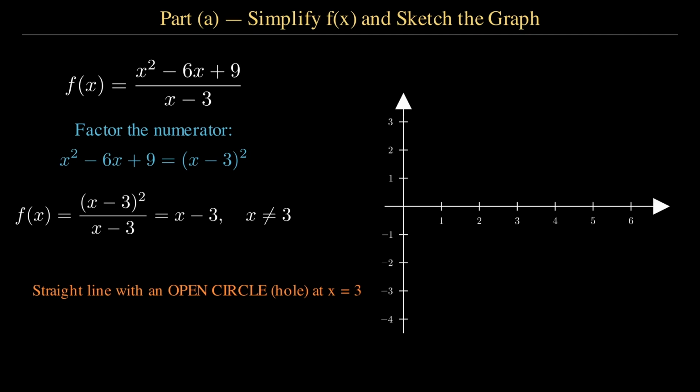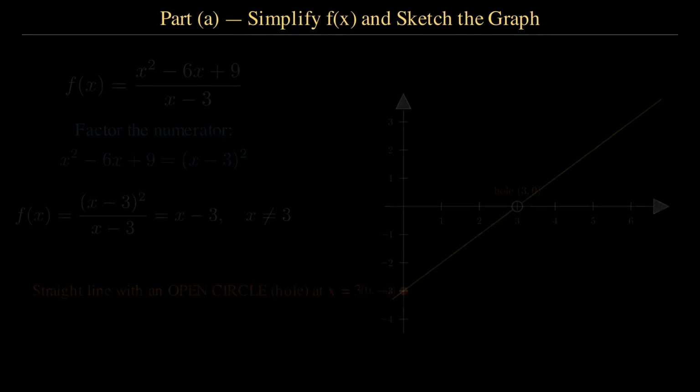The y-intercept. Set x equals 0, y equals negative 3, so we plot (0, negative 3). The hole. At x equals 3, the function is undefined. y would be 0 there, but we mark an open circle at (3, 0), not a filled dot. The slope of the line is positive 1, so it's a straight diagonal line rising steadily from left to right, interrupted only by that single hole at x equals 3.